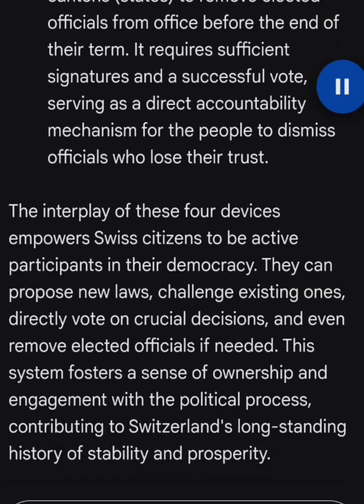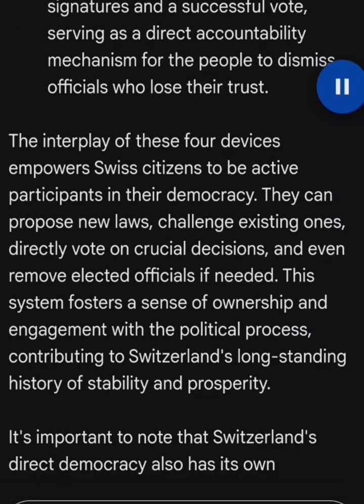The interplay of these 4 devices empowers Swiss citizens to be active participants in their democracy. They can propose new laws, challenge existing ones, directly vote on crucial decisions, and even remove elected officials if needed. This system fosters a sense of ownership and engagement with the political process, contributing to Switzerland's long-standing history of stability and prosperity.